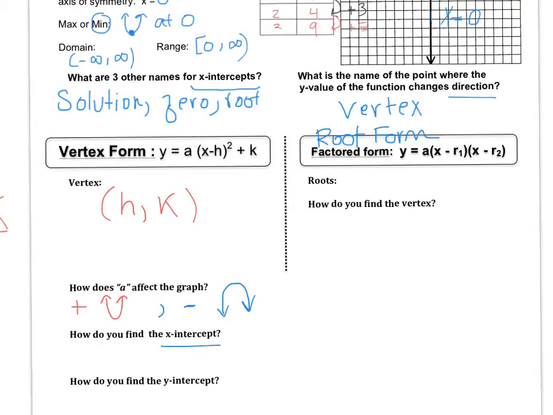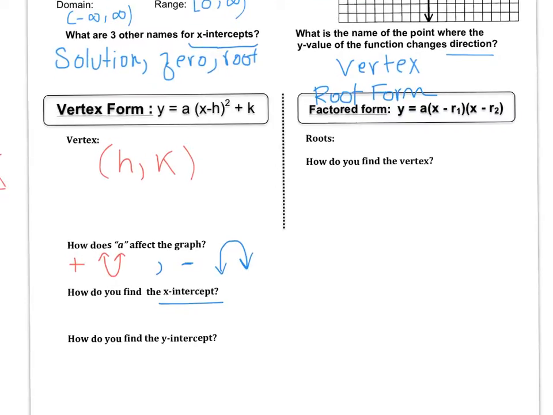Now, how do you find the x-intercept? It's going to be where the graph touches the x-axis. How do you find the y-intercept? It's where the graph touches the y-axis. Now, how do we do that algebraically? We're also going to talk about these as we're graphing.